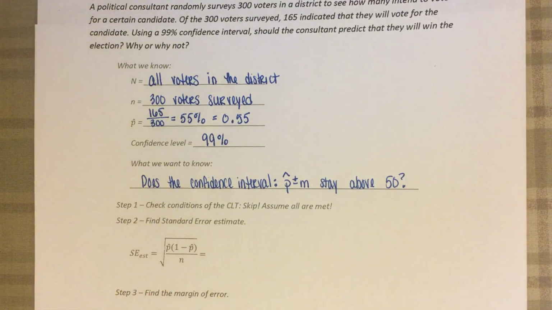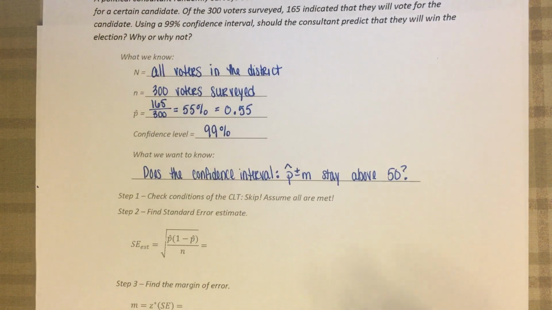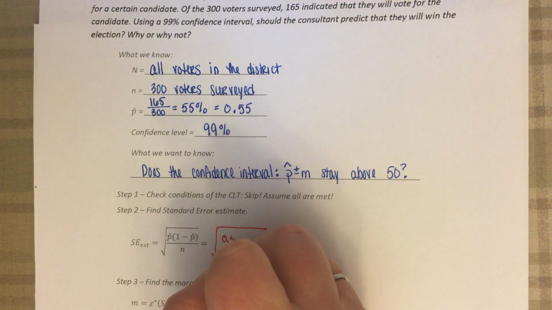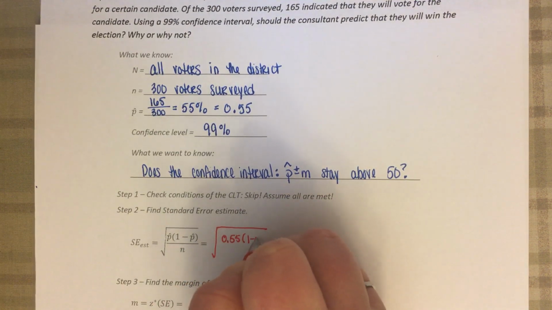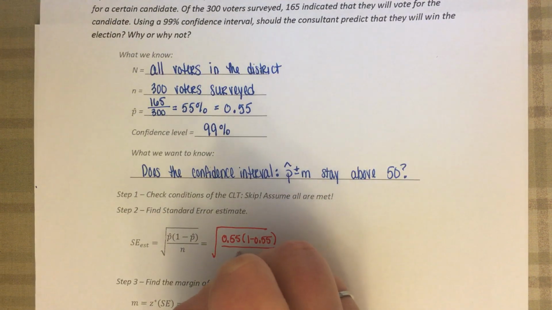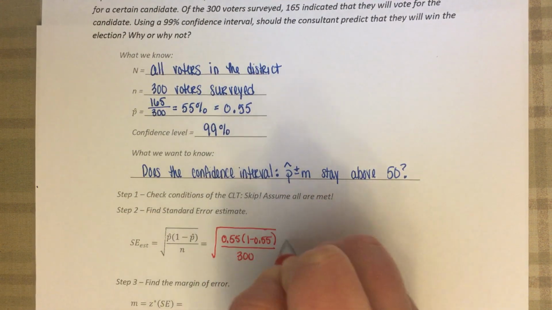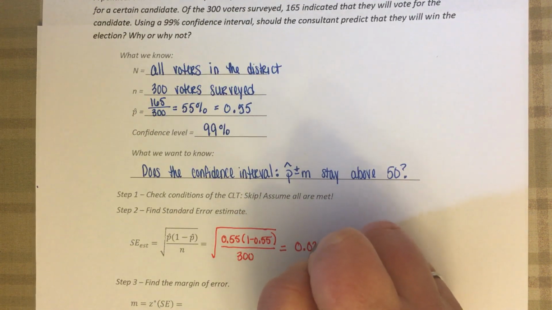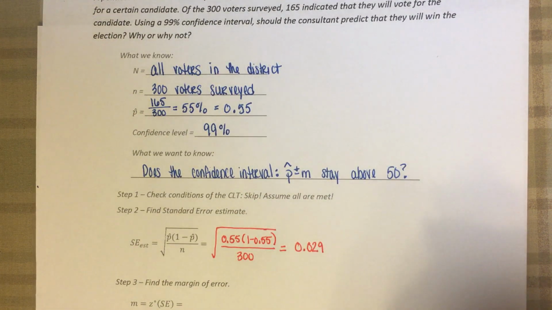All right, so our conditions, again, we're going to skip these, assume that they are met. Our standard error, 0.55 times 1 minus 0.55 all over 300. Multiply, divide, take the square root. We get 0.029.